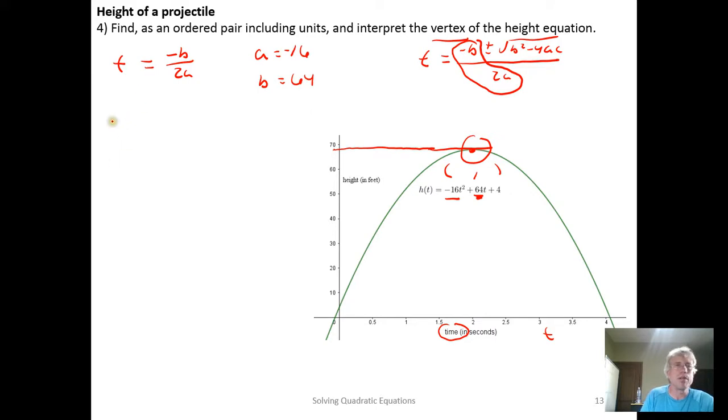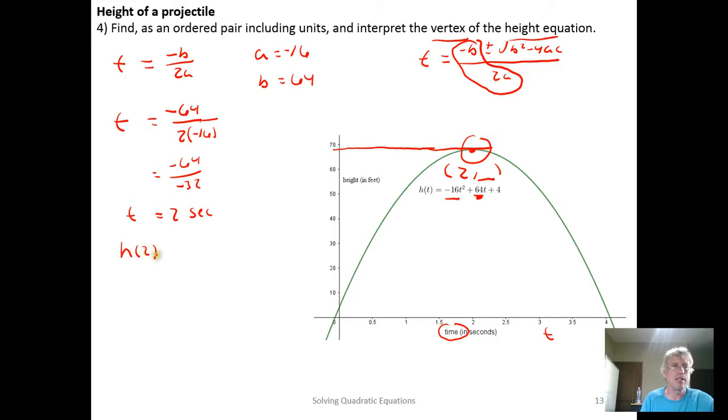And we can go ahead and plug those numbers into this expression right here. So the opposite of b divided by 2 times a simplifies to negative 64 over negative 32, which simplifies to 2 seconds. So the input here is 2. Now I need to know the output, so I'm going to plug 2 into my height model. That's the time that corresponds to the vertex.